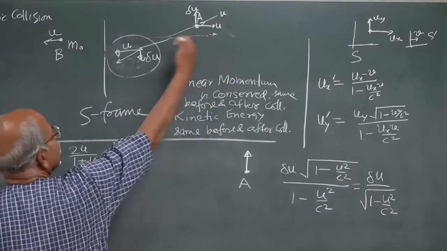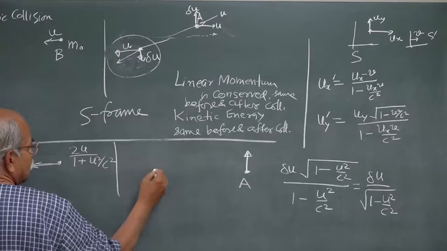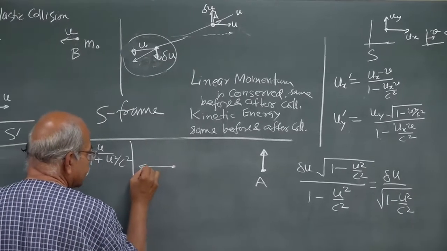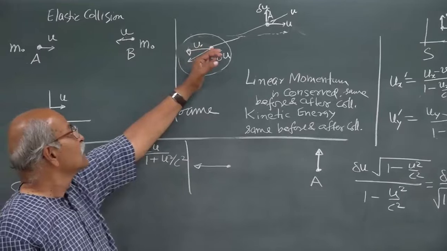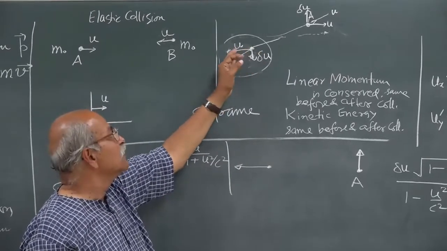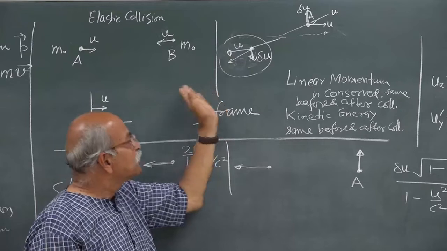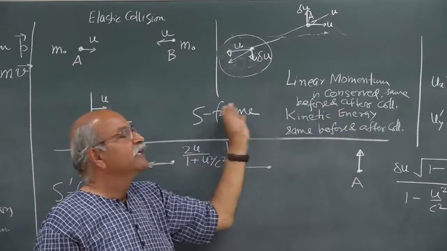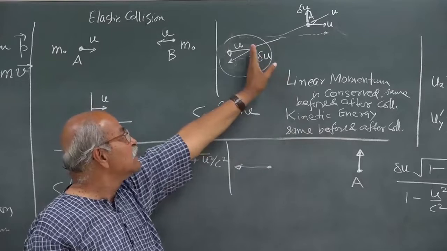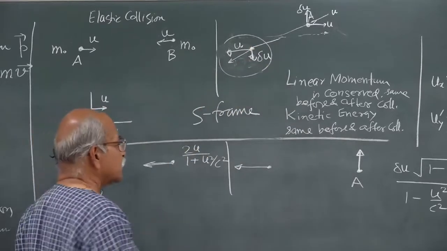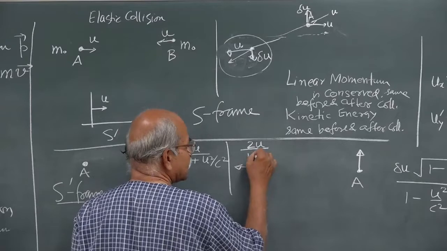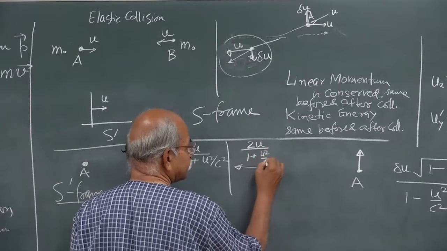Come to this B particle. What is the velocity in the x direction? The particle is going with speed u in the minus x direction. The frame is going with speed u in the plus x direction. And therefore in S prime it will have a speed in this direction, and that will be again 2u by 1 plus u squared by c squared.